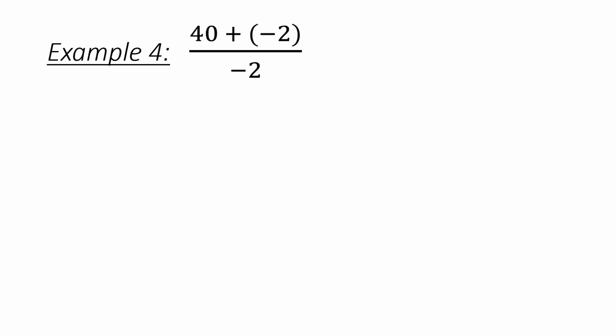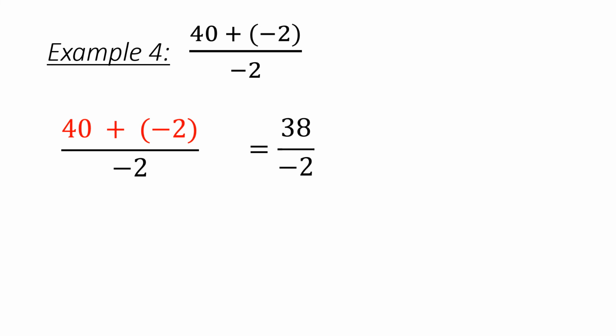So you want to take care of everything on top of the fraction, follow the order of operations, and you want to take care of everything on the bottom of the fraction and follow order of operations. But here I only have -2 on the bottom, so there's nothing to do. And so I just need to take care of the top piece first. And so I'm going to do 40 plus -2, which is the same as 40 minus 2, which is 38. And now I'm just left with a division problem of 38 divided by -2, and that's going to give me a -19.